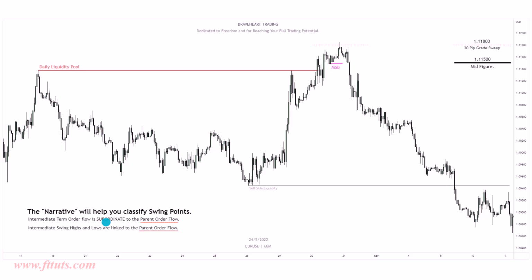Intermediate term order flow is subordinate to parent order flow. Intermediate term swing highs and lows are linked to the parent order flow. So this level right here acts as the parent order flow. And all these little peaks and troughs, swing highs and swing lows, they're all linked to this source of parent order flow here. Okay? So if we know that that's the source, and that's going to be the long-term high, then we can identify all these little swing highs and swing lows pretty easily until we have a clear objective being met, which is the sell side liquidity here.